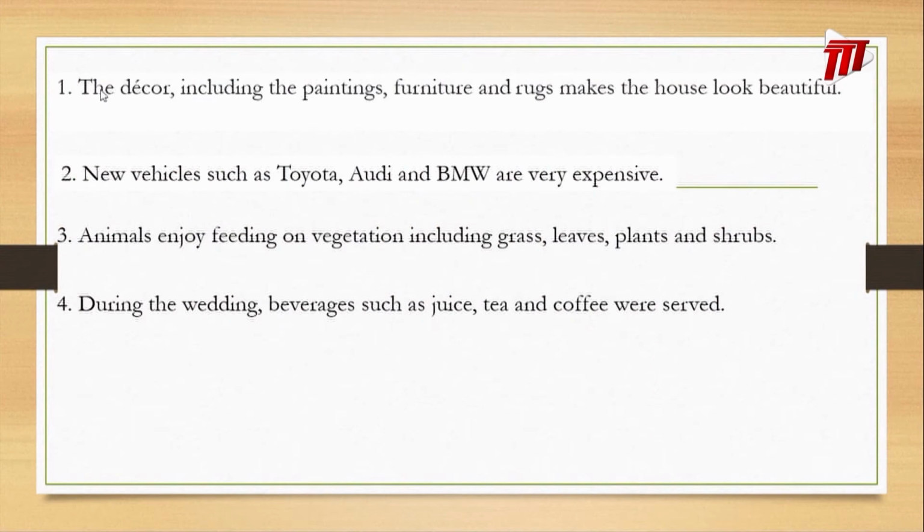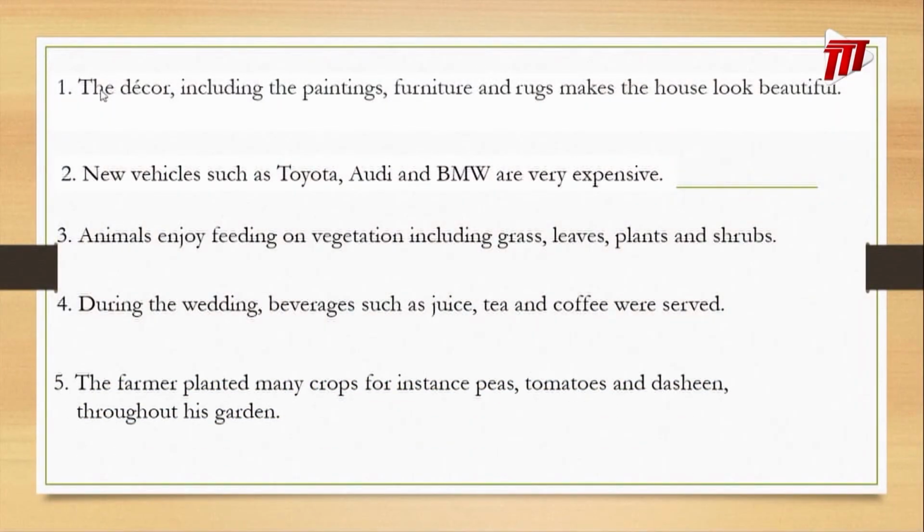During the wedding, beverages such as juice, tea, and coffee were served. The signal word, yes, such as. The examples, juice, tea, and coffee. We want to know the meaning of the word beverages, and we have examples. So we can infer here that beverages are types of drinks.